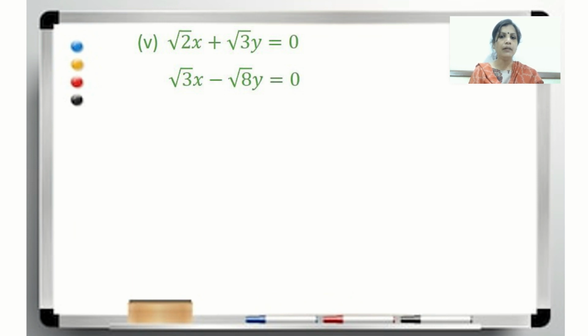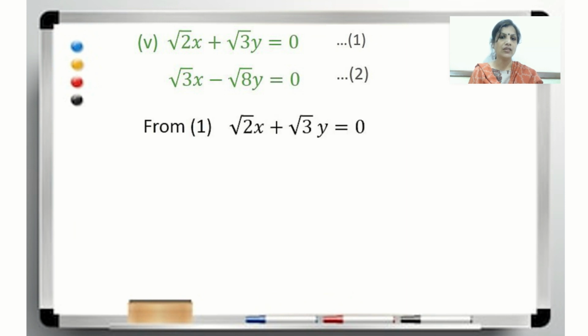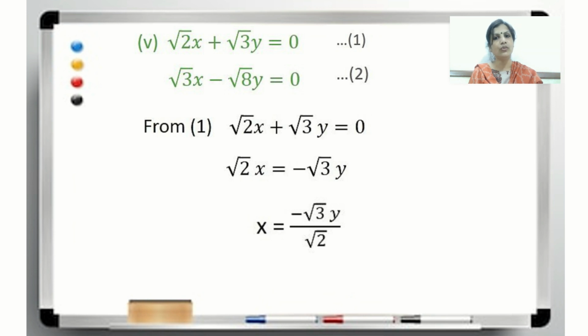So in this example, we will consider √2x + √2y = 0 as equation 1 and √3x − √8y = 0 as equation 2. So from equation 1, that is √2x + √3y = 0, let's find out the value of x so that we can substitute it in equation 2. So we'll solve it. √2x is equal to, shift √3y to the right side, so it will be −√3y. So x will be −√3y upon √2.